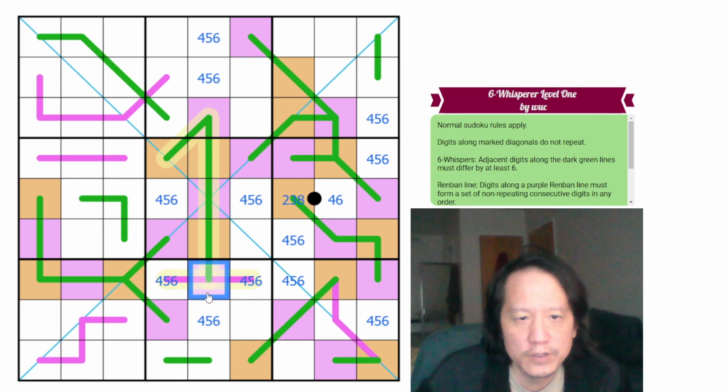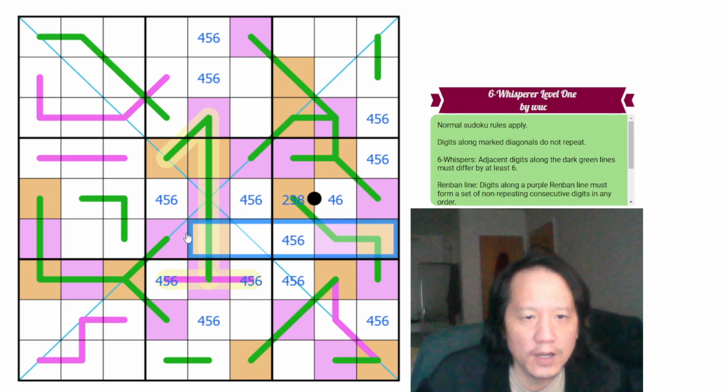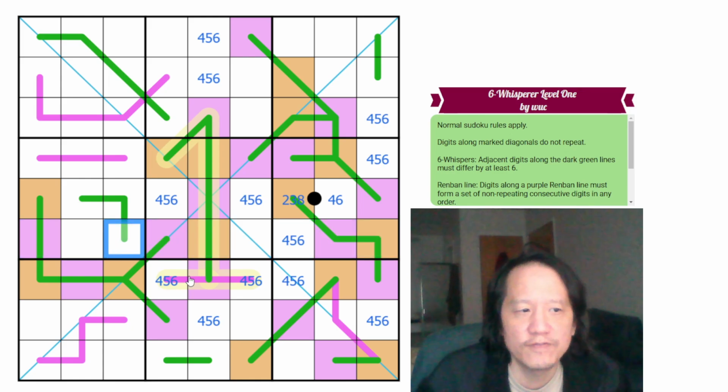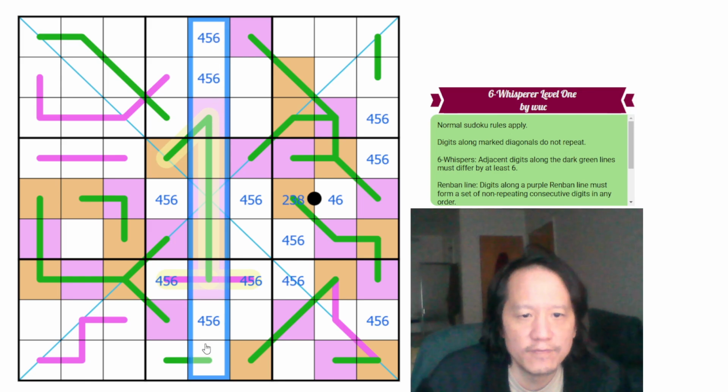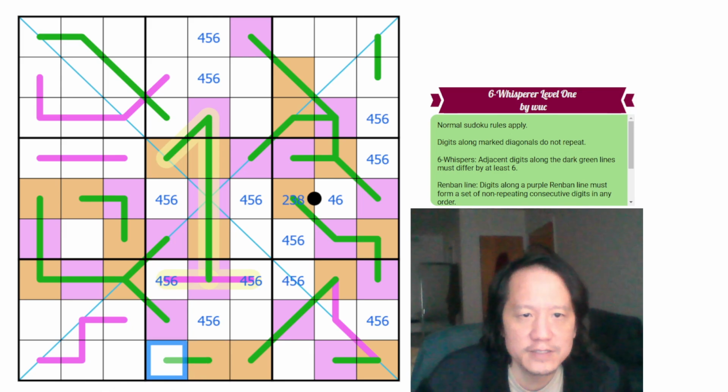Okay, what else do we know? We have 3 pinks in row 6, which eliminates pink from being on the 6 whisperer line. Therefore, this must be orange, which makes this pink and this orange. Do we have anything else? We have 3 pinks in column 5, which eliminates any pinks from the rest of the column on the 6 whisperer line. Therefore, this must be orange. This has to be pink.